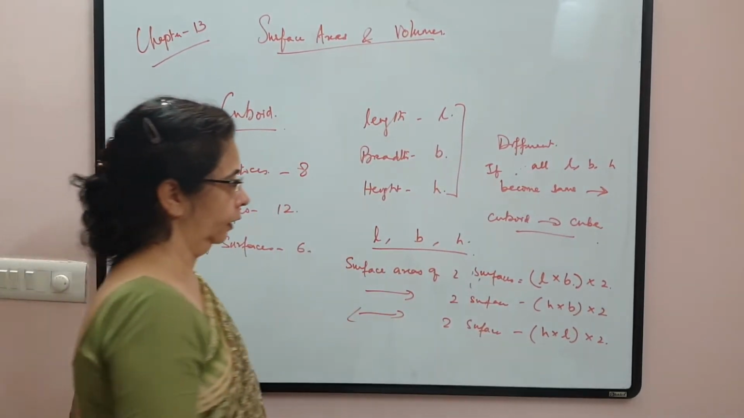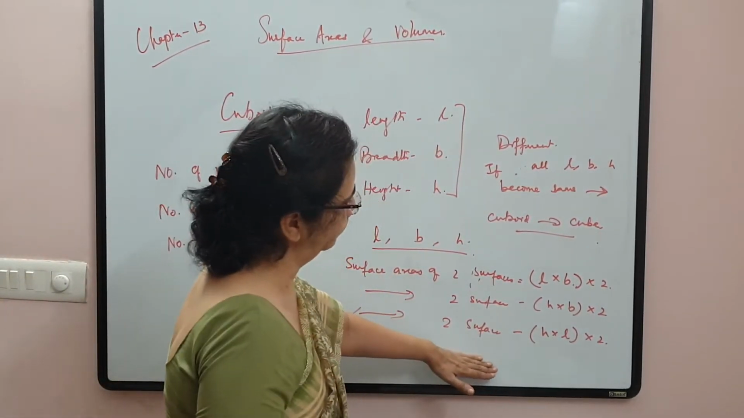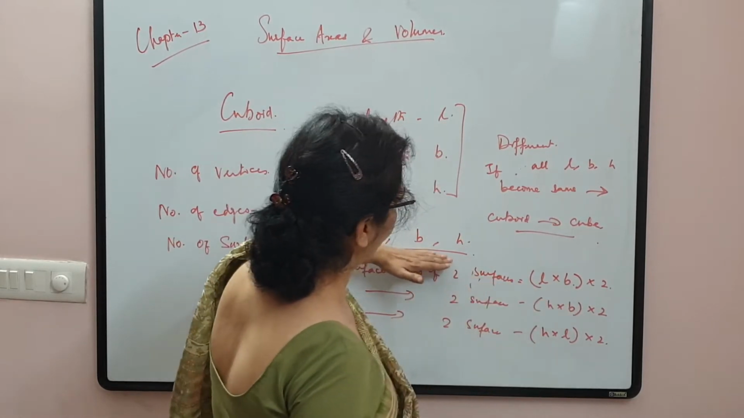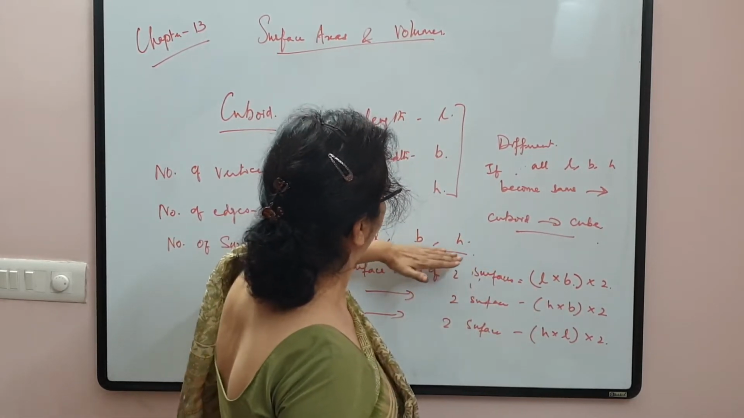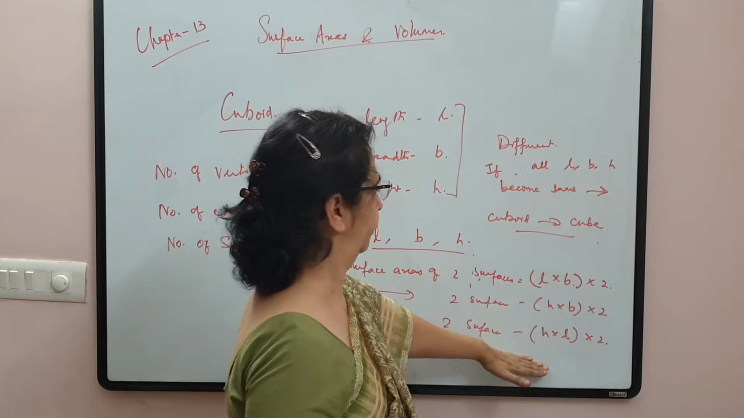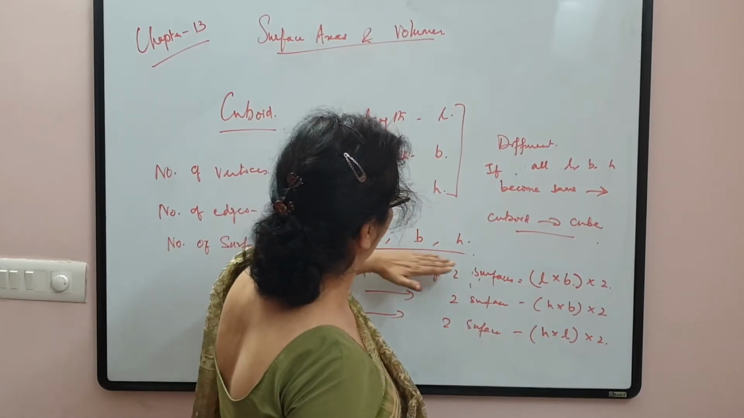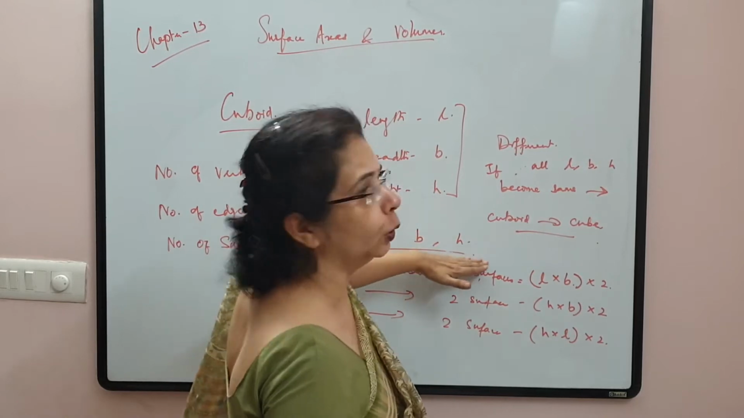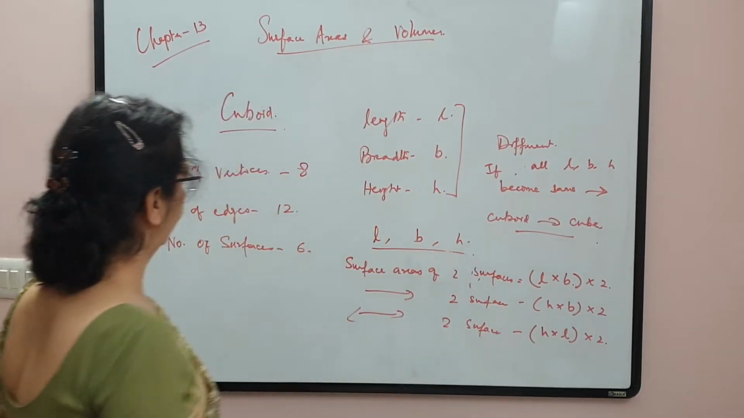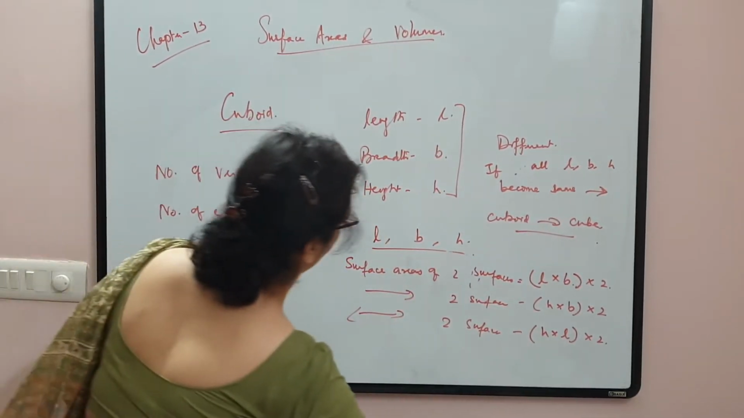Alright children. So what have we seen? There are different combinations of L, B and H to find out the surface areas. L into B, then L into H, then B into H. Okay? Then what will be the total surface area of a cuboid?